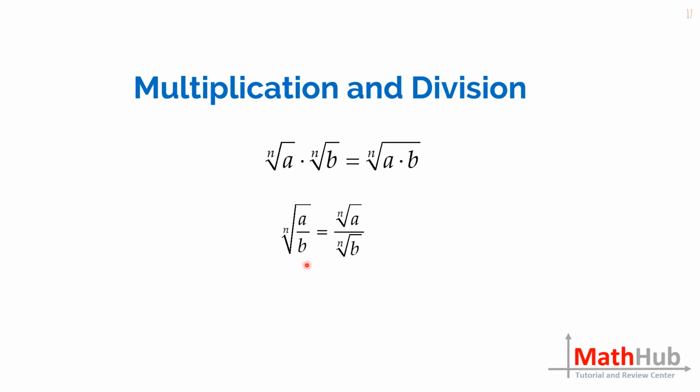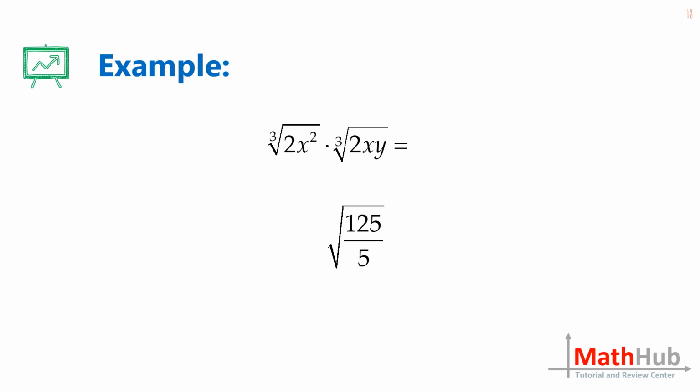So these are the rules that I was talking about, and also for division. As you can see here, if you have a fraction inside your radical sign, you can also distribute the radical sign in the numerator and in the denominator. Alright, so for instance, we have cube root of 2x squared and cube root of 2xy. So we already have the same index. So meaning to say, we can just multiply the radicands.